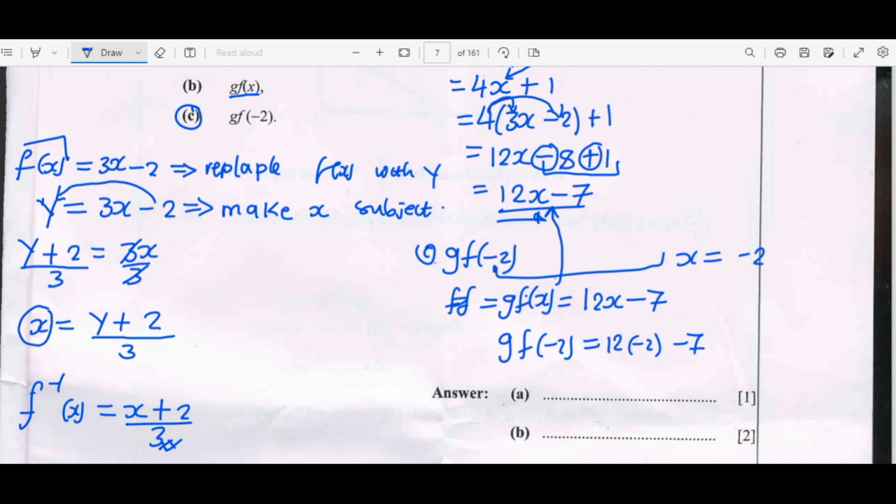Minus 7. So we just have to do some math here. 12 times negative 2 is negative 24, minus 7. We know that same sign, we add: 24 plus 7 will give us 31, but our answer must be negative since these two possess the same sign. So this is how we can simplify functions. So that's it for this video. Thanks for watching.